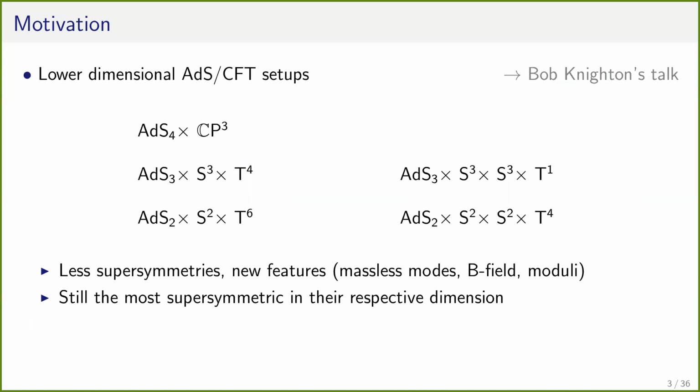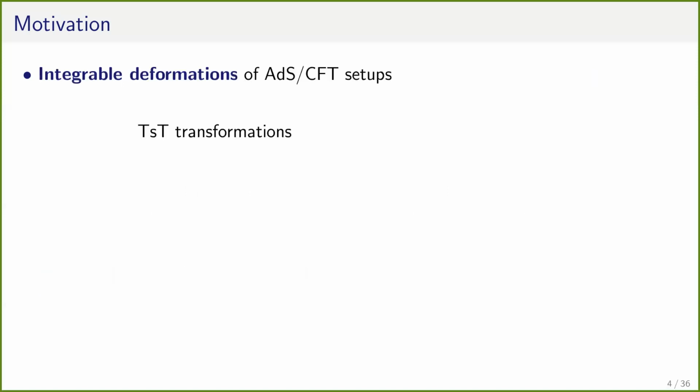For these lower dimensional AdS/CFT setups, you have less supersymmetry than for AdS5 × S5. There are also new features that appear, and therefore these are also very interesting to study on their own. However, they are still the most supersymmetric in their respective dimensions, and you might want to go beyond that. A way to go beyond that is to consider integrable deformations.